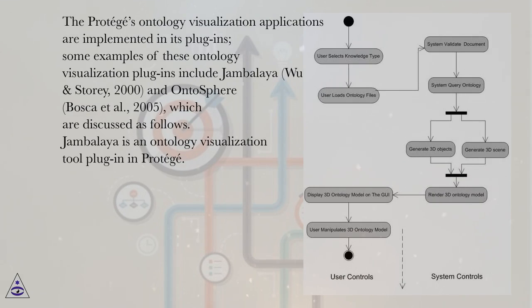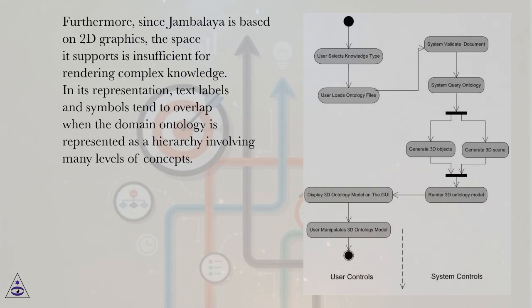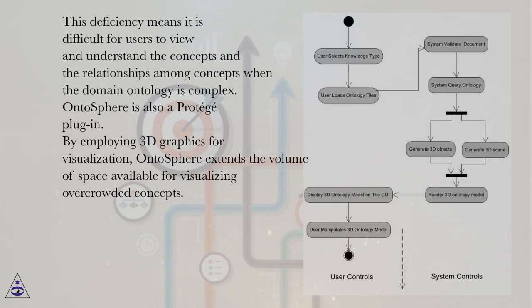discussed as follows. Jambalaya is an ontology visualization tool plugin in Protégé. It provides several viewing perspectives for the ontology model, thereby enhancing user browsing, exploring and interacting with the 2D ontology visualization. Jambalaya only visualizes the static knowledge of classes and instances of an application ontology, it does not support dynamic knowledge visualization. Furthermore, since Jambalaya is based on 2D graphics, the space it supports is insufficient for rendering complex knowledge. In its representation, text labels and symbols tend to overlap when the domain ontology is represented as a hierarchy involving many levels of concepts. This deficiency means it is difficult for users to view and understand the concepts and the relationships among concepts when the domain ontology is complex.